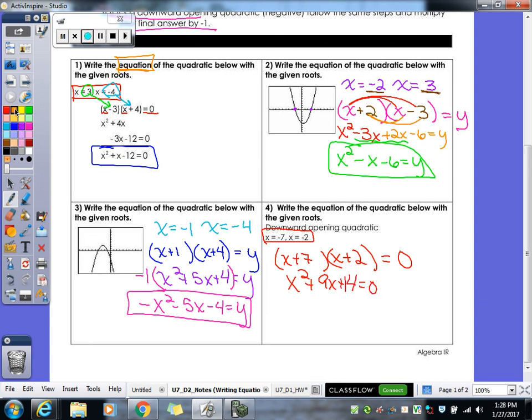But this one, if you look right above our roots, what does it tell us about it? Downward. So we got to do what? Times -1. So -x squared minus 9x minus 14. That's our final answer.